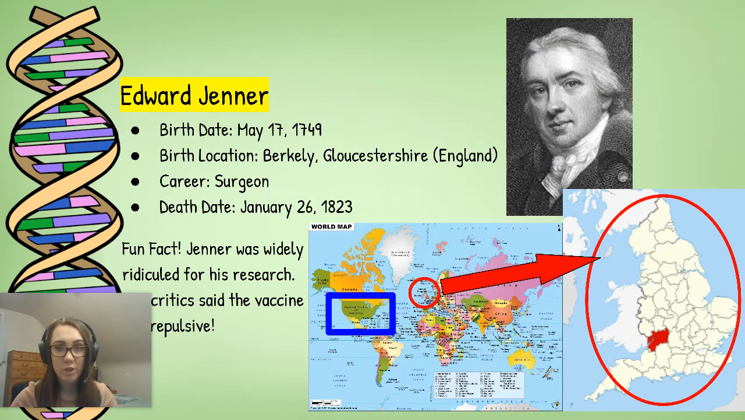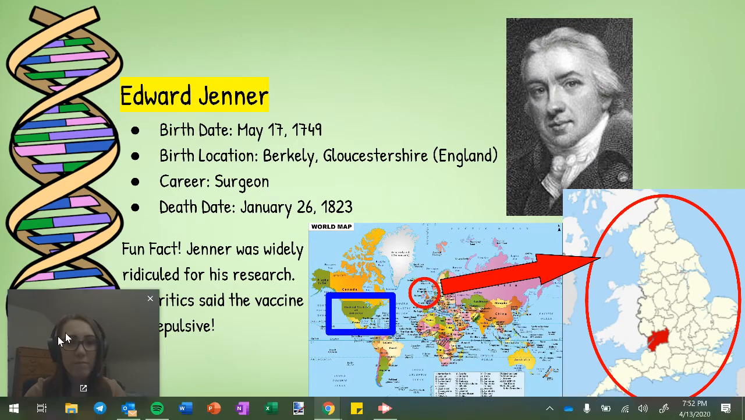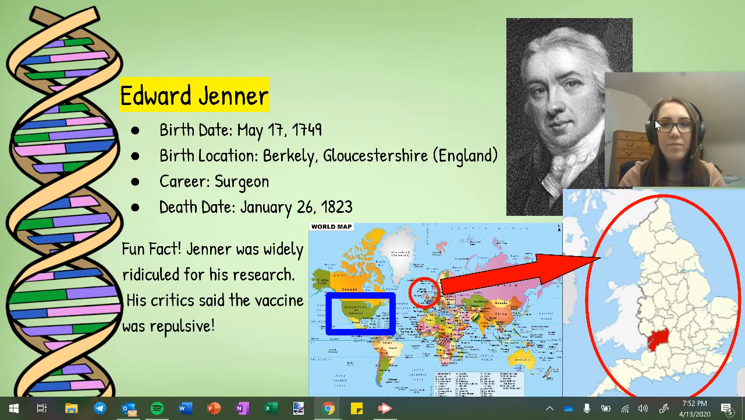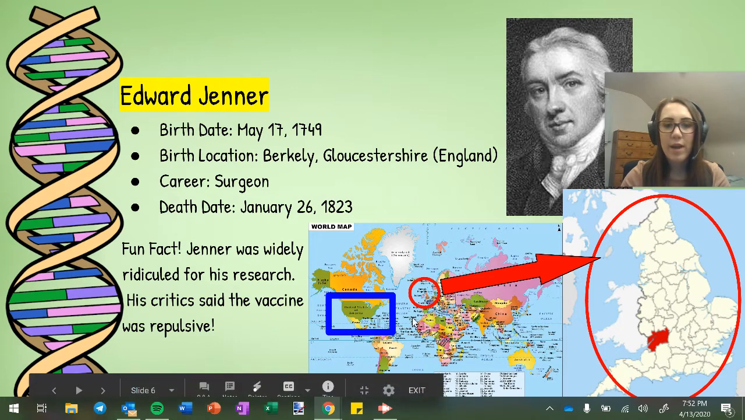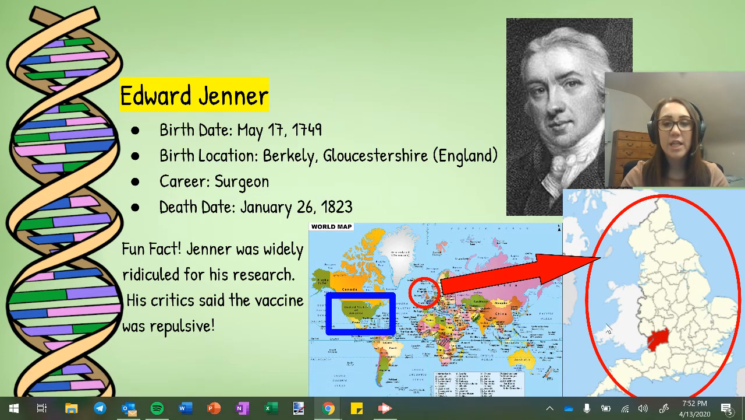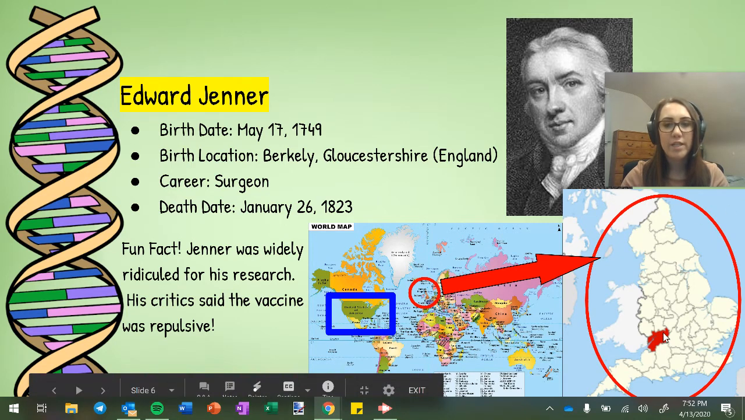Now let's move on to Edward Jenner. I'm going to move myself back up here. Edward Jenner was born in 1749 in England. I showed you a little map down here. This blue area is where we are in the United States of America. This red circle is representative of England, and then this is just England super zoomed up. This little red area down here was actually where he lived.